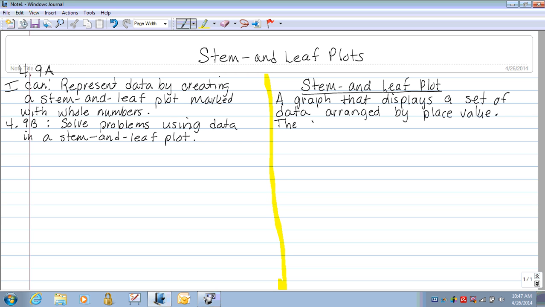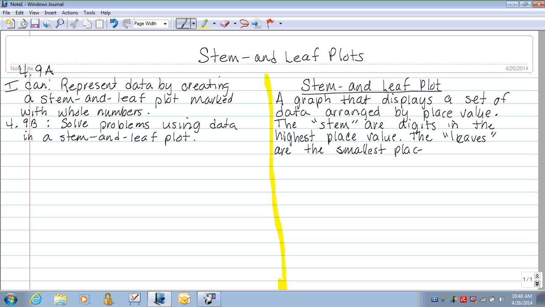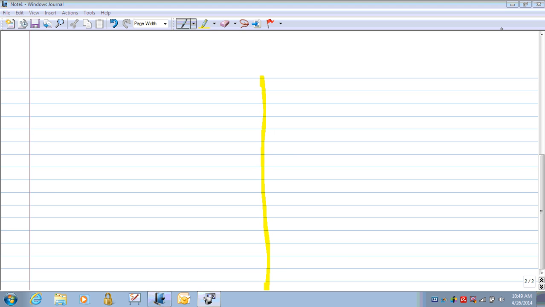The stem are digits in the highest place value, while the leaves are the smallest place value. Let's push pause so you can write your notes.